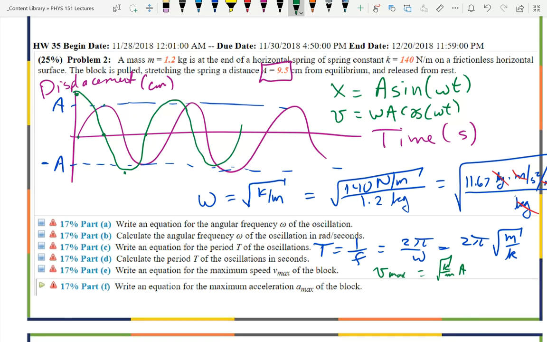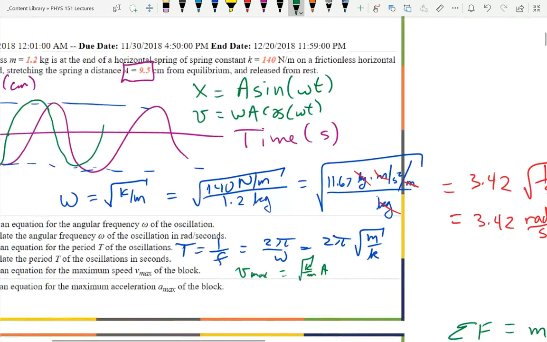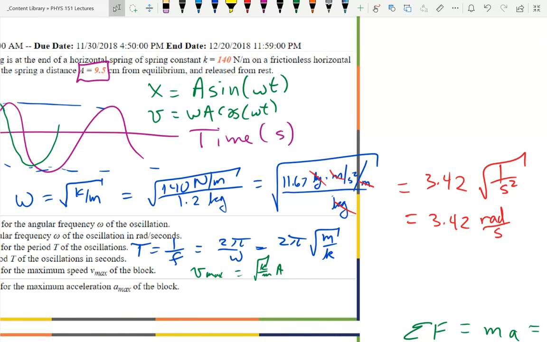And then finally, acceleration. We just worked out an equation that said acceleration is equal to minus omega squared times the position. And there we have the equations for position, speed, and acceleration as a function of time.